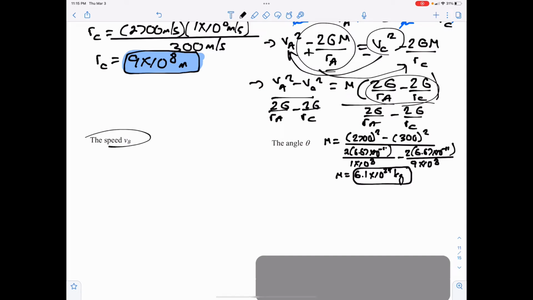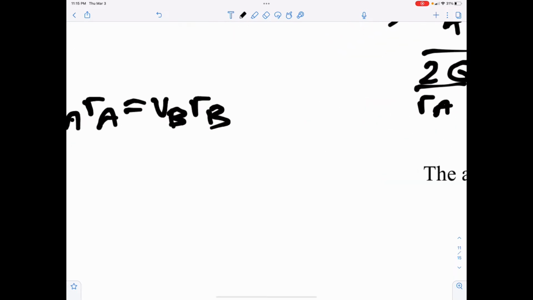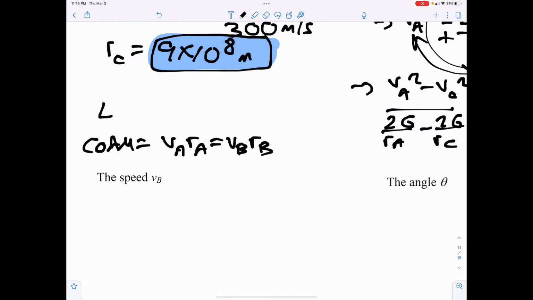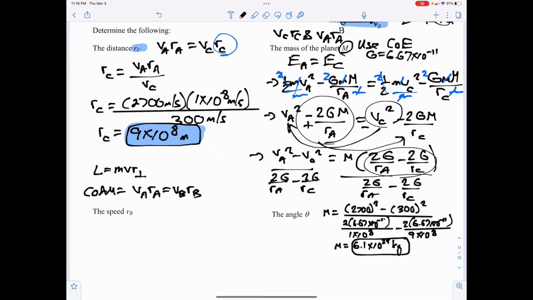Now, for the speed VB, I would love to say that we could use conservation of angular momentum and just compare VARA to VBRB. I would love to say that. The problem is, when you're dealing with angular momentum, let me go back to the basics here. The angular momentum of a point mass is mvr perpendicular, where you have a perpendicular component.